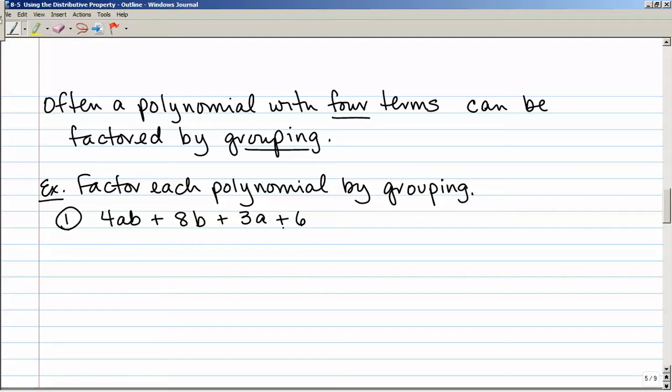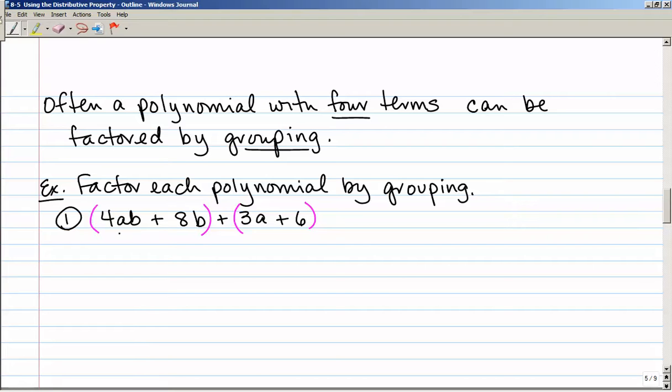I can't divide everything by 2. Each term doesn't have an a or a b. So there is no greatest common factor in all 4 terms. So I'm going to start by grouping the first 2 terms together and grouping the last 2 terms together. So I'm going to look at this first set of pink parentheses as a polynomial unto itself.